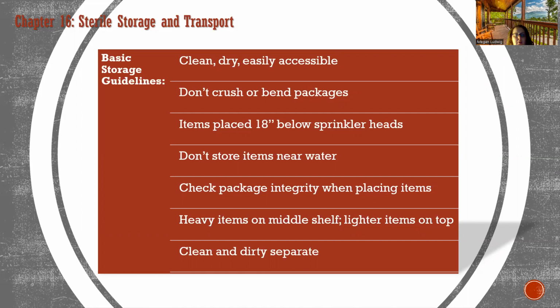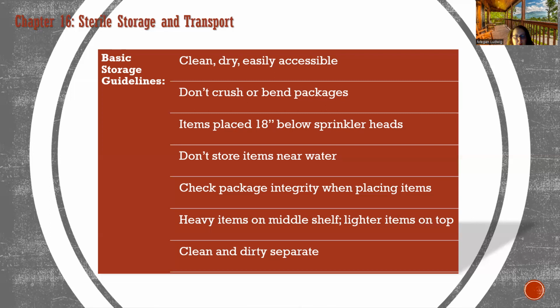Like I said before, items have to be placed 18 inches below sprinkler heads. That gives that sprinkler enough room to work if it does go off. Now, if it does go off, then things are going to get wet and they'll have to be reprocessed. But this is more to allow for a fire code thing. Again, don't store items near water. That's important.